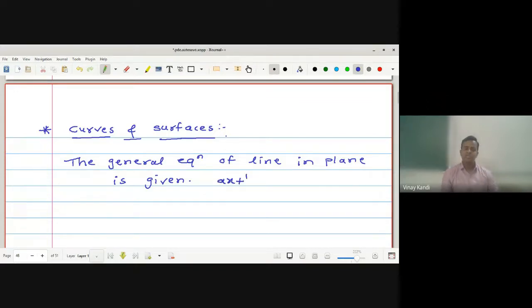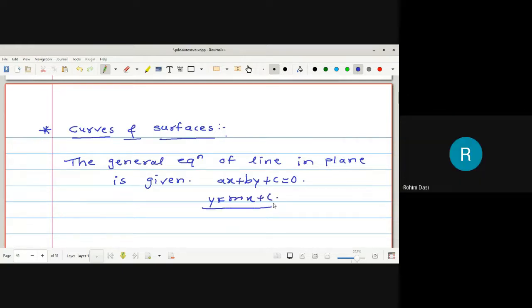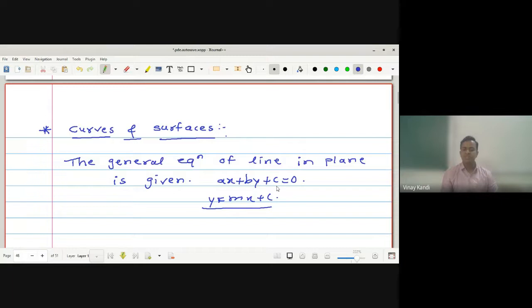ax plus by plus c is equal to 0. Okay, y is equal to mx plus c. So this is the equation of line in two dimension space. Now tell me, what is the equation of line in three dimension space?